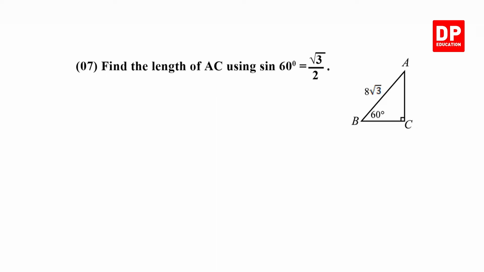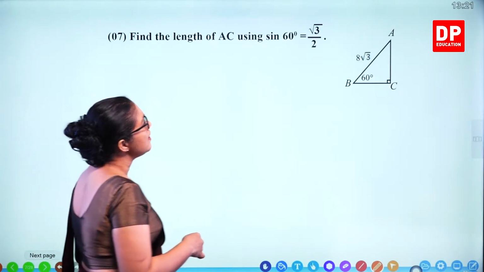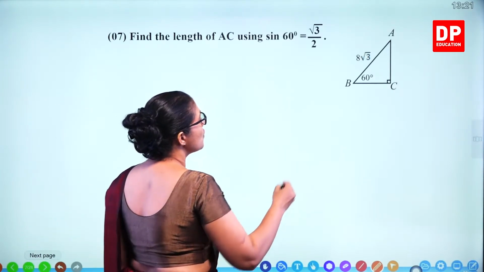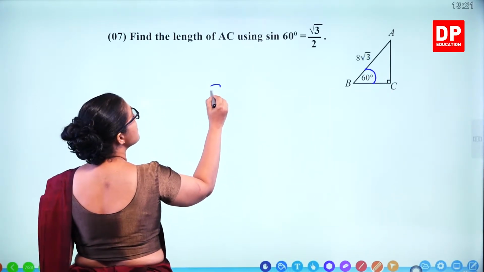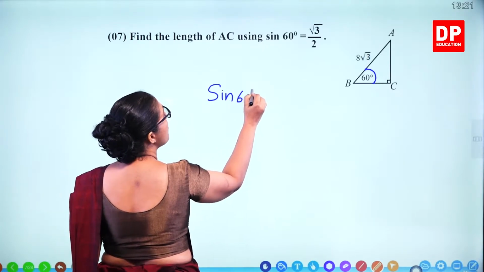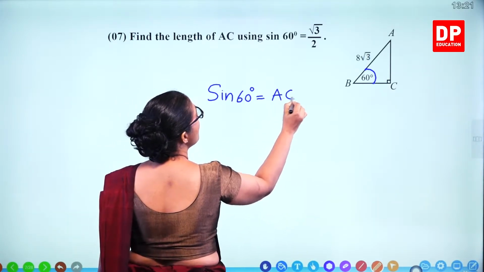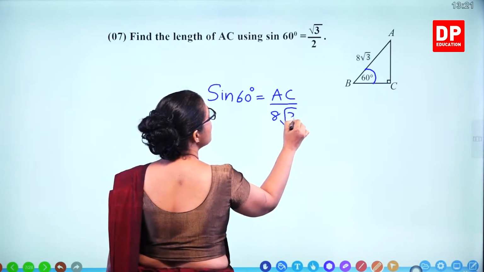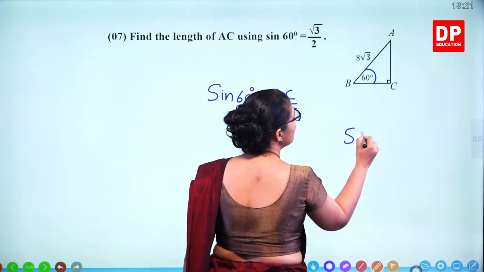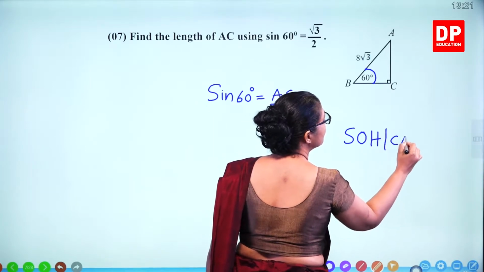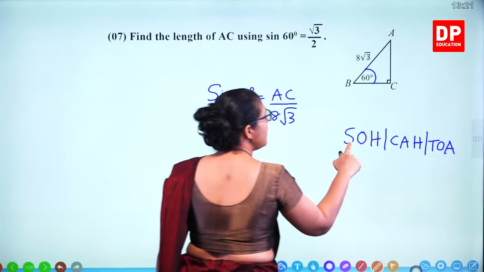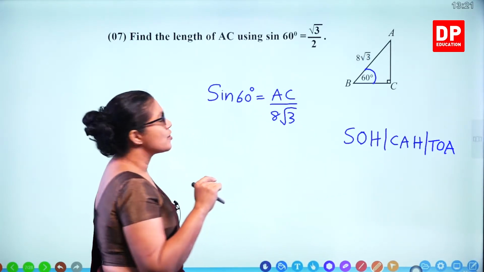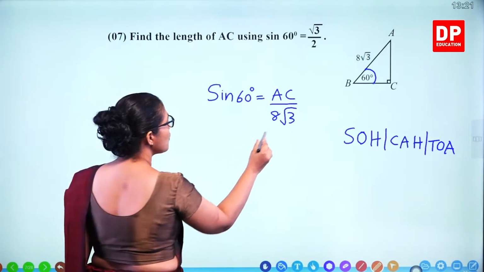Question number 7. Find the length of AC using sine 60 equals root 3 over 2. So this is the angle 60. So what can you write for sine 60? Sine 60 is opposite, that's AC, over hypotenuse, which is 8 root 3. So SOHCAHTOA: the sine ratio is opposite over hypotenuse. We are using that. So what is AC?